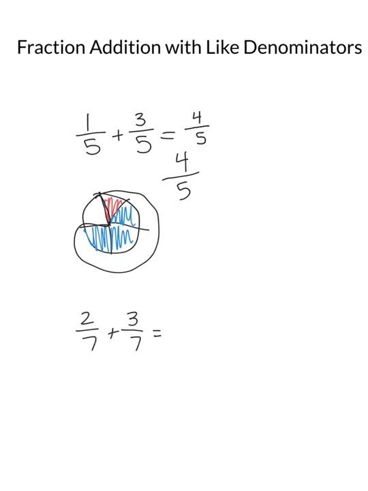Here's an example for you to try. 2/7 plus 3/7. Take a second, see if you can figure it out. What would this equal? Well, since I have 7s in the denominators of both fractions, all I have to do is add the numerators. 2 plus 3 is 5. I keep the 7 on the bottom, so my answer is 5/7.